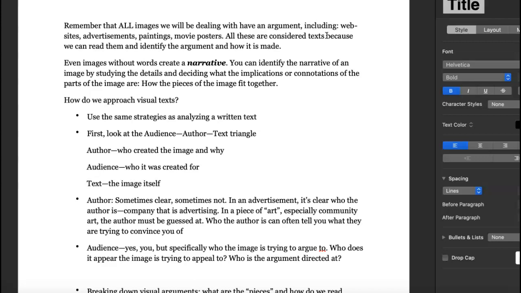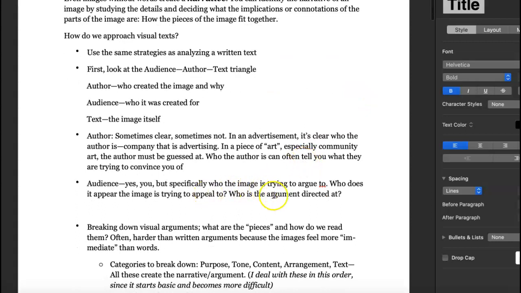Sometimes your author's clear, sometimes it's not. If you're looking at an image in an advertisement, it's clear who the author is. It's the company that's advertising. If it's a piece of quote unquote art or community art or street art, sometimes you have to guess at who the author is. Who the author is can often tell you what that person or group is trying to convince you of. And of course, we're the audience, but who is the image trying to argue to? Who does it appear the image is trying to appeal to, or who might it be directed at?